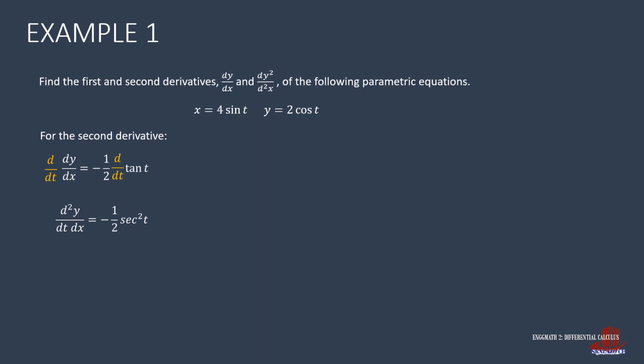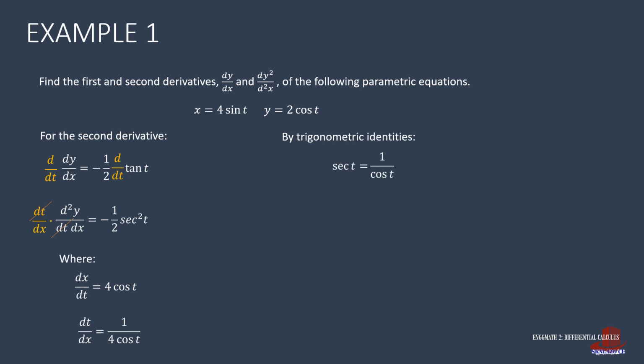From this point, we take out dt from the equation, and we do that by multiplying everything by dt/dx. Take note that we have already solved dx/dt earlier, which turned out as 4 cosine of t. Take its reciprocal to have dt/dx, with 1 over 4 cosine of t. If we use trigonometric identities, we can simplify this as secant of t, making dt/dx as secant t over 4.